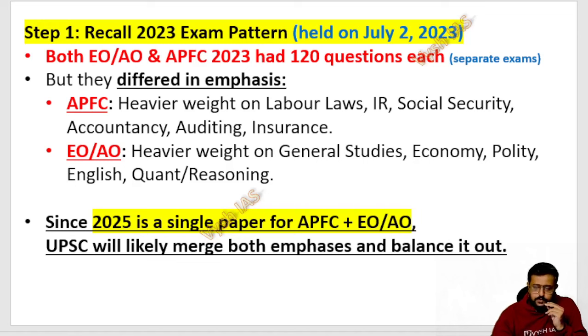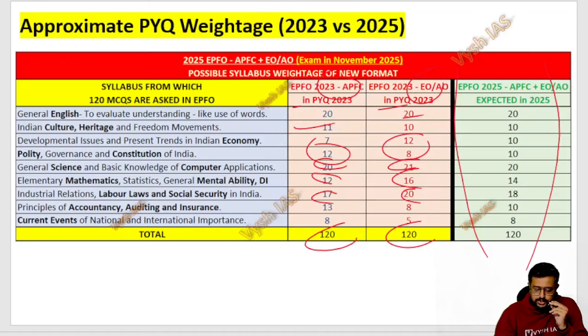So this is the weightage: heavier weightage on labor law, IR, social security, accountancy, auditing, insurance, and all these things. And in the EO paper, it is more of economy, polity and all. Because it's combined, we cannot exactly predict, but still I showed you roughly how the weightage will be. So you have to prepare according to that, and see to it that you are strong in at least those sections which are comfortable for you, and get to that cutoff.